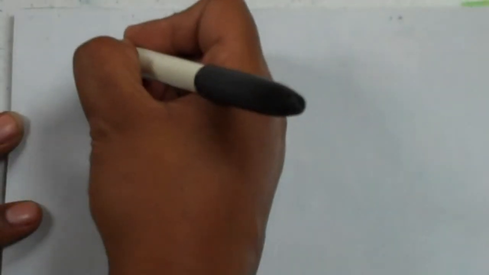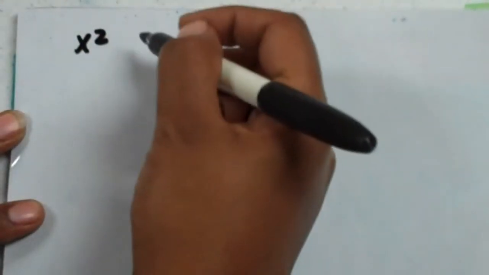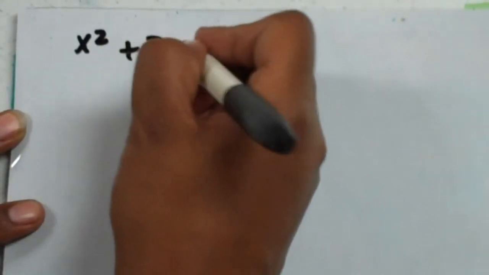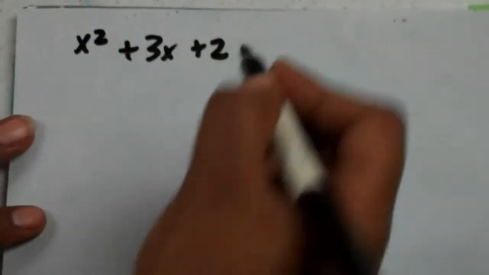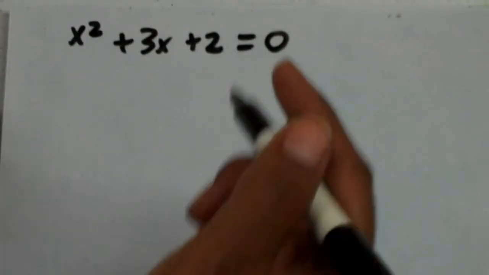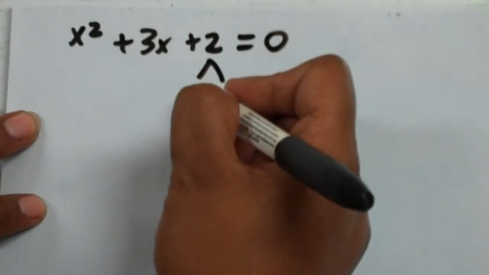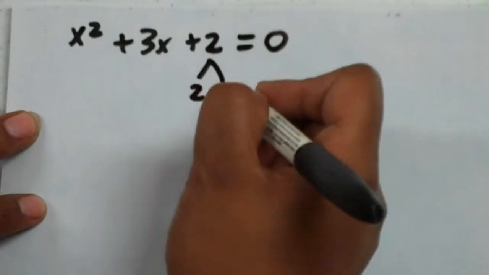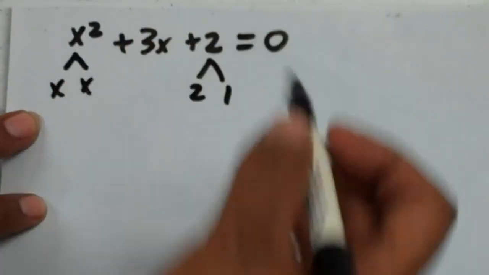So let's say we have x squared plus 3x plus 2. So we need to factor this in order to solve for what values of x is equal to 0. So first we look at the back. We see that this is 2. The only factors to make 2 would be 2 and 1. The only factors to make an x squared would be x and x.